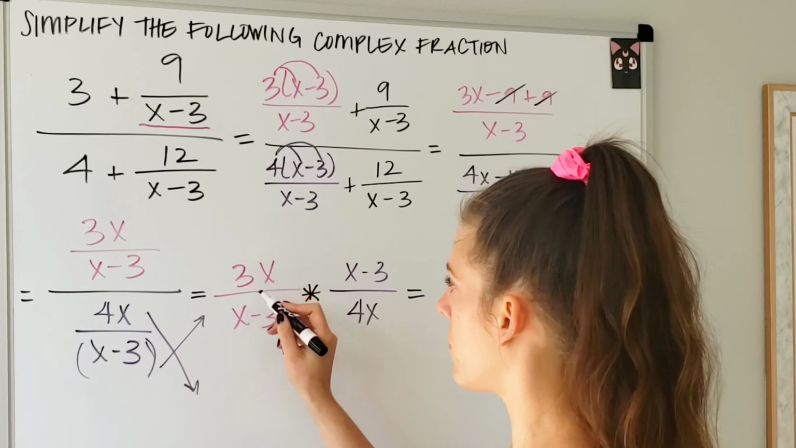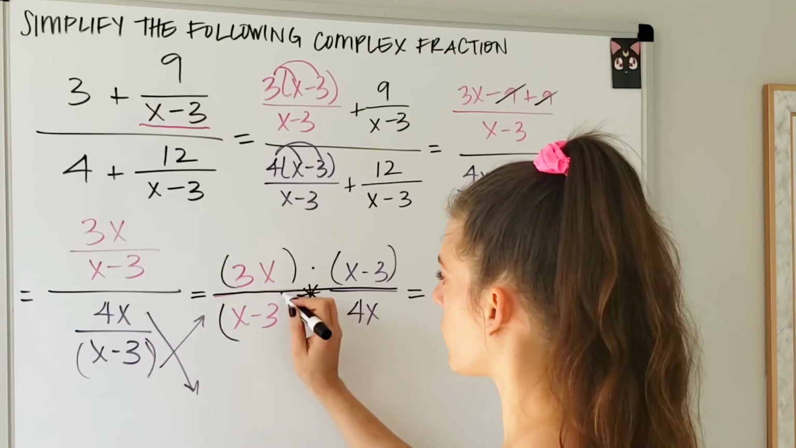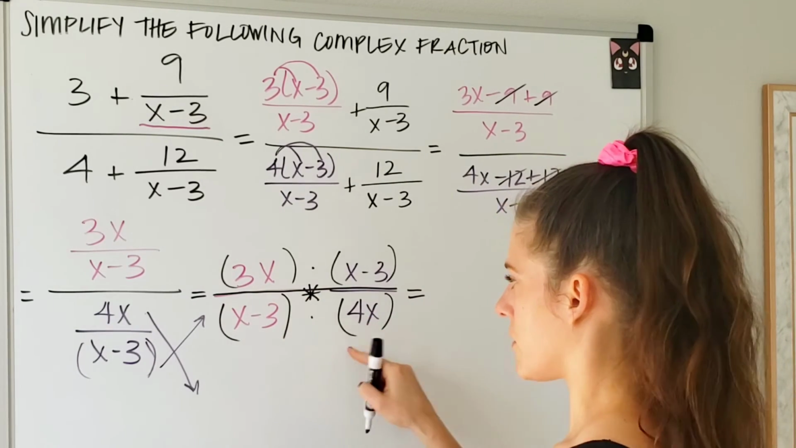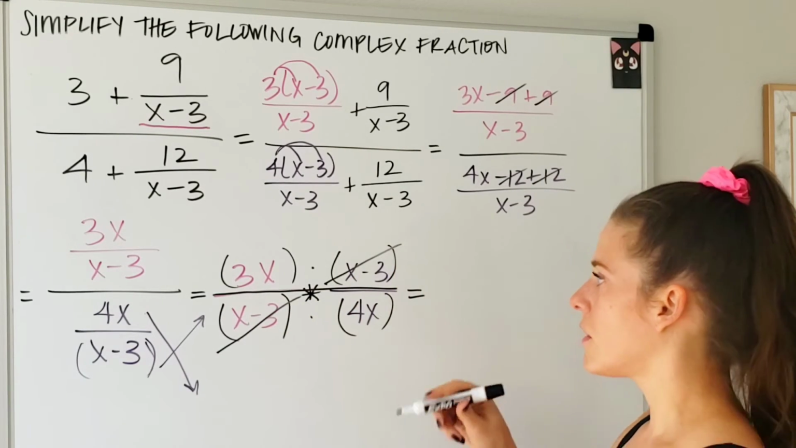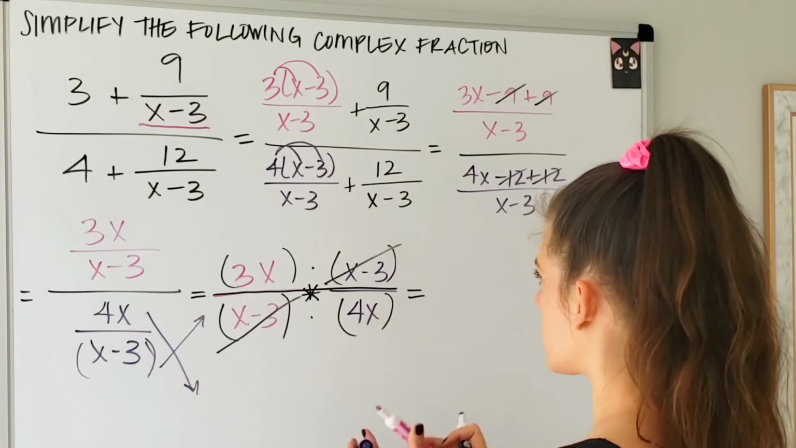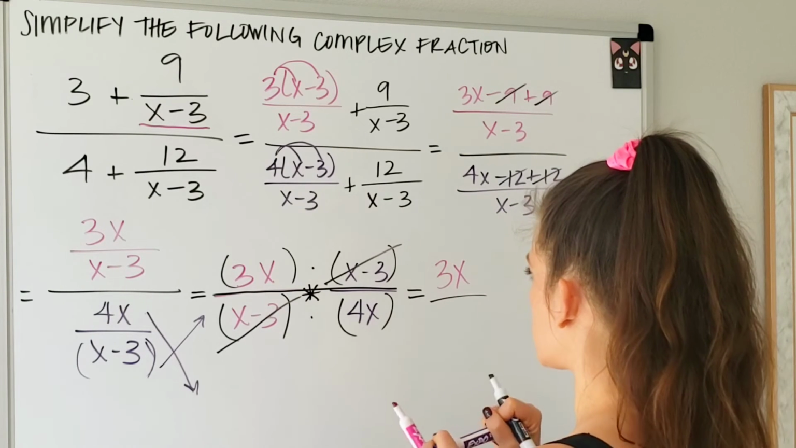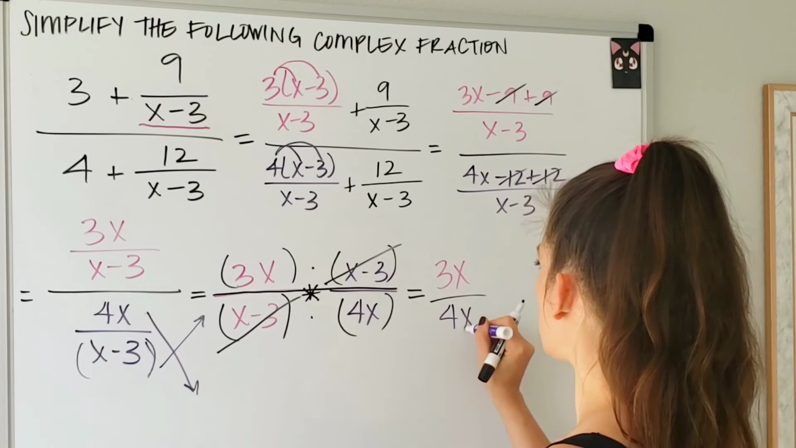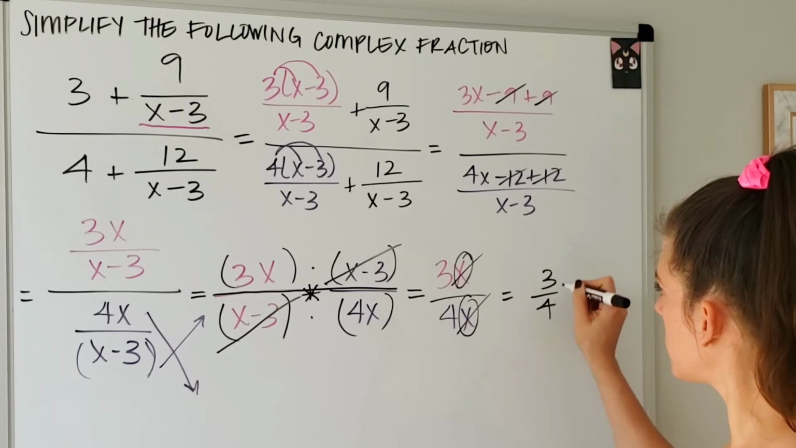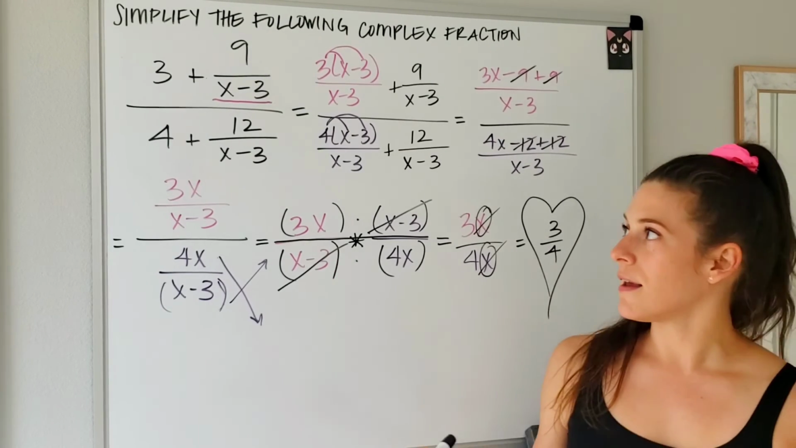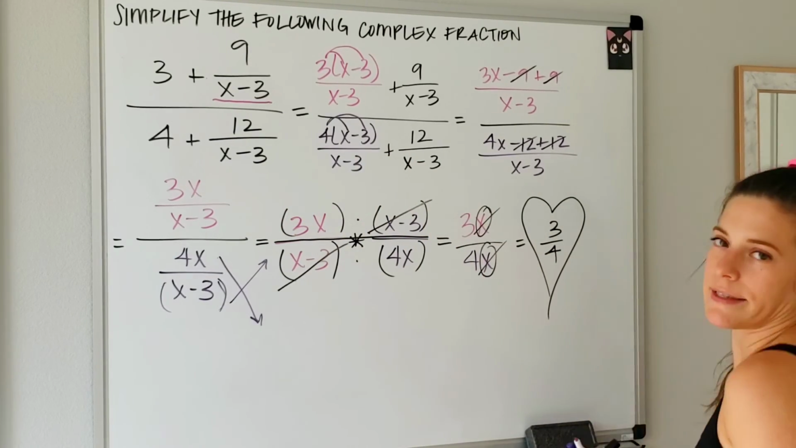Right now we have one big numerator, 3x times x minus 3 over one big denominator, x minus 3 times 4x. But we can cancel these, which we love. So now we just have that 3x divided by 4x. Cute. And these x's are totally going to cancel, which leaves us with 3/4. Love that. This complex fraction simplifies down to 3 over 4, and this is how.